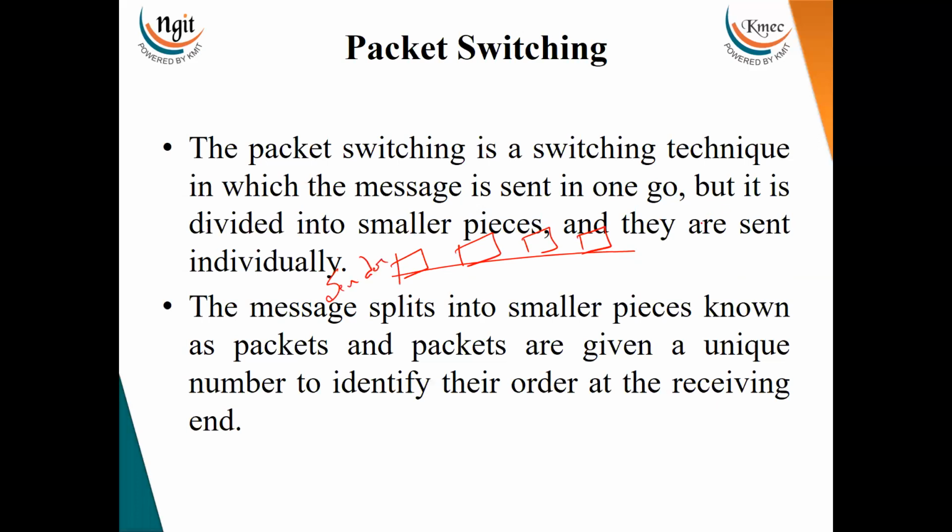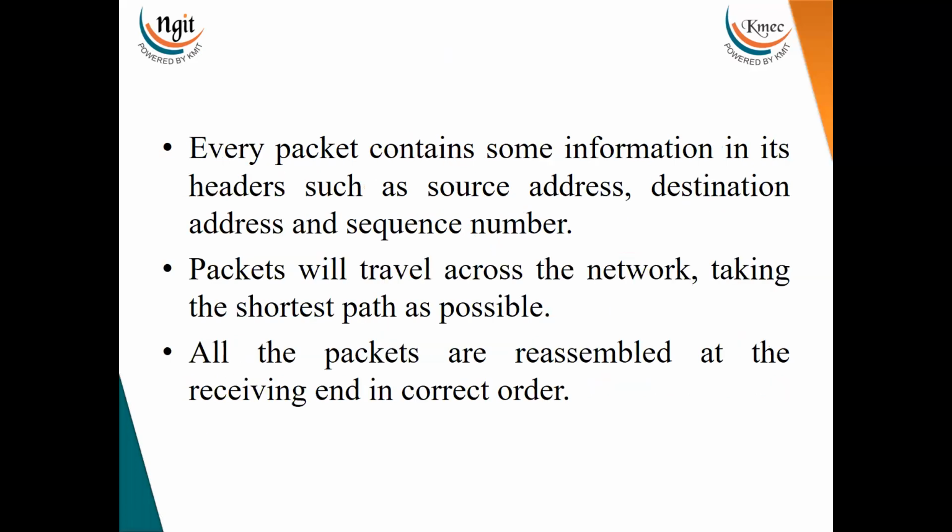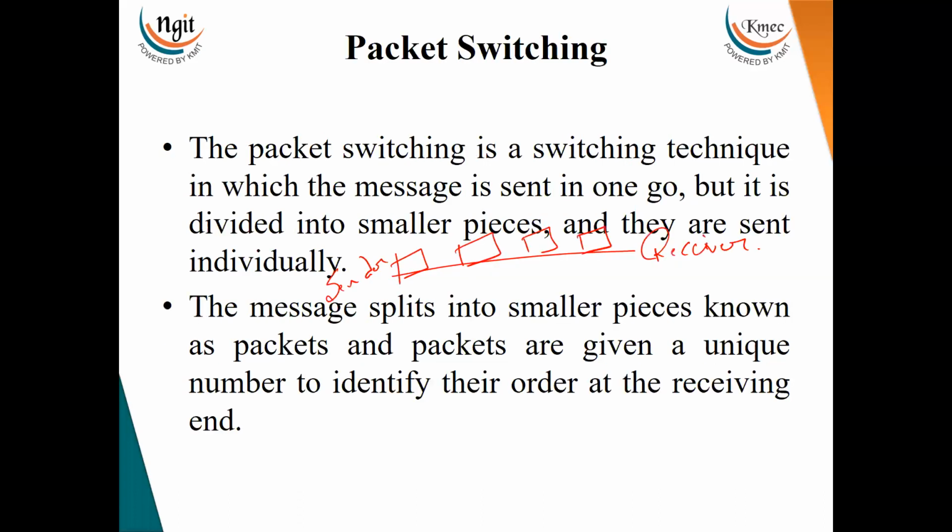Just see here, the message splits into smaller pieces known as packets, and the packets are given a unique number to identify the order at the receiver end. Here I have drawn that every packet contains information. A number is given to each and every packet for the transmission of data.